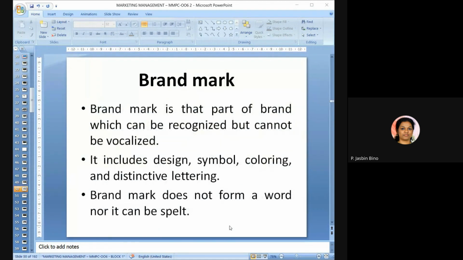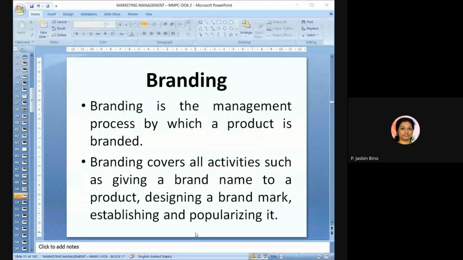A brand mark is a part of the brand which can be recognized but cannot be vocalized. It includes a design, simple coloring or distinctive letters. A brand mark does not form a word, nor can it be spelled. It cannot be told out or spelled out. Branding is a management process by which the product is branded. It covers all the activities like giving a brand name to the product, designing a brand mark, establishing and popularizing it. All these activities together are known as branding.